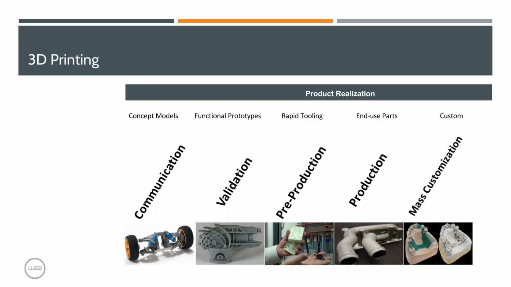So that falls into the whole validation area. Is this part the size it needs to be? Does it fit? Does it work the way it needs to work, etc. So there's certain requirements that your part has to have in order for you to actually be able to validate your part and make sure that it is actually what you do need before you go to production.